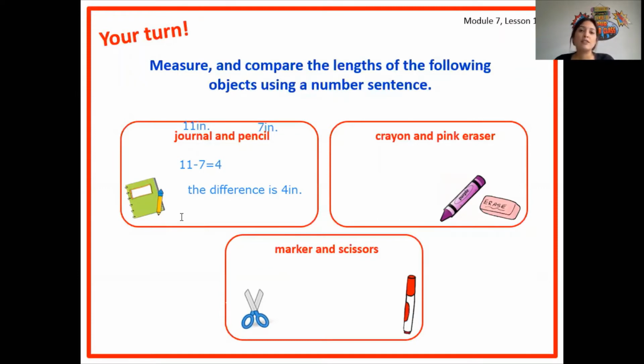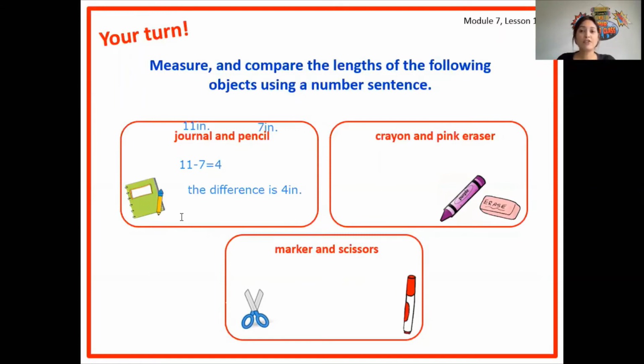Okay, next one is the crayon and a pink eraser. If you don't have crayons and pink erasers, that's okay. I really hope you do. And if you don't, that's fine. If you want to find other things to measure, you can. I really want you to practice measuring. I can give you all the answers, but I really want you to practice measuring.